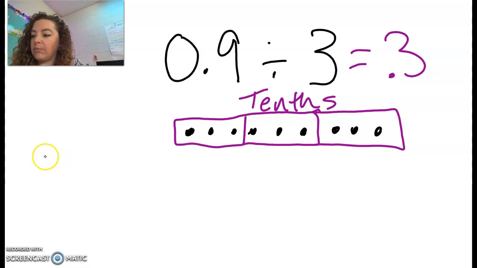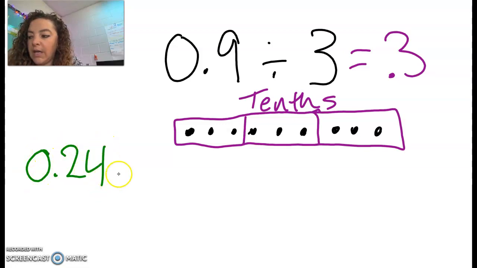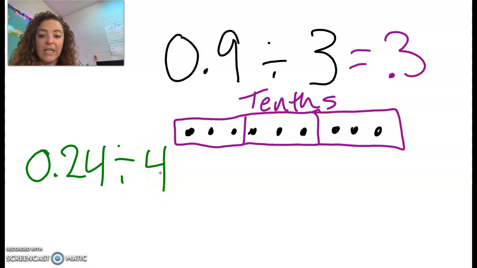Let's try it with another one. I'm just going to move on my board. I'm going to go ahead and leave that up. Oh, let me pick a different color. I'm going to undo that circle, and let's work in green here. And so we're going to do 24 hundredths divided by 4, okay? So again, I'm going to take my 24, and I could do discs and make equal groups of those, and dividing those up.